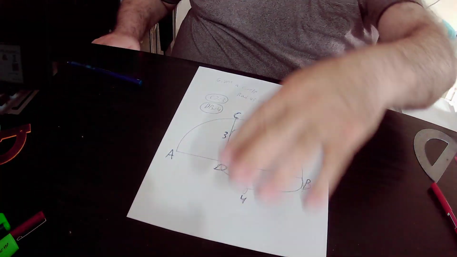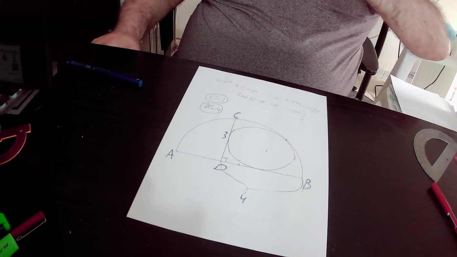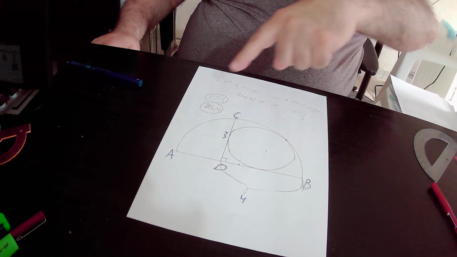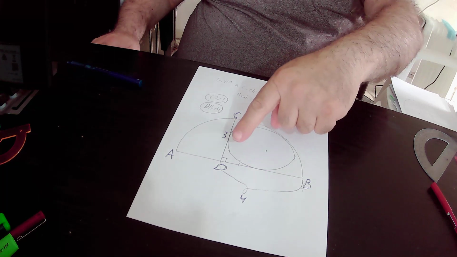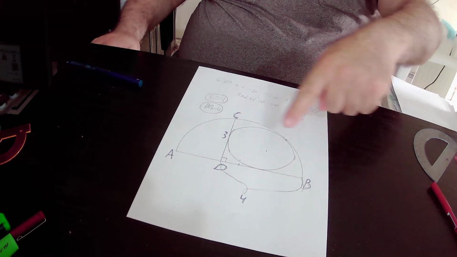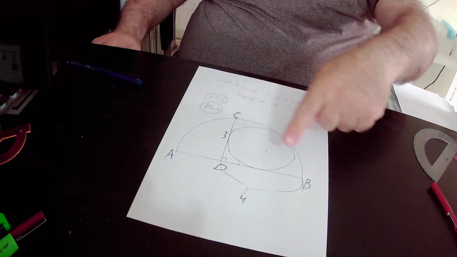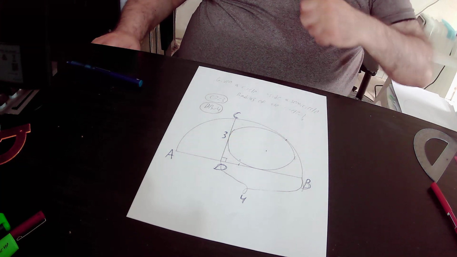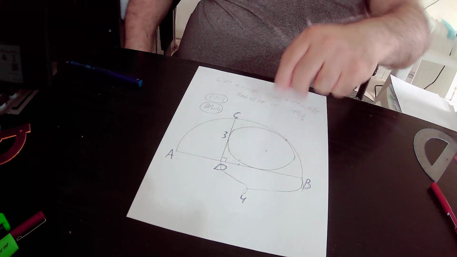Now, in this lecture, we'll find out the radius of the small circle. In the drawing, we have this small circle that is inside a semicircle. We know that line segment CD equals 4 units, line segment DB equals 4 units, angle CDB equals 90 degrees, and we want to find out the radius of this small circle.